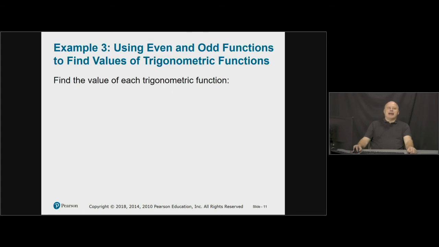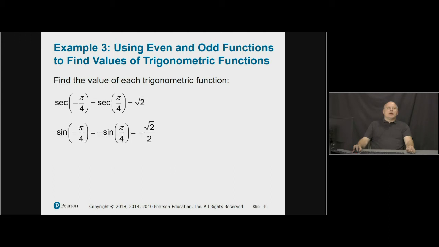All right, example 3. Using the even and odd functions to find values of the trig functions. Okay, so we're going to find the value of each trig function. We begin with secant of negative pi over 4. Now remember, secant and cosine are the even functions. So secant of negative pi over 4 is the same thing as secant of pi over 4. And if you remember from a previous slide, secant of pi over 4 was radical 2.